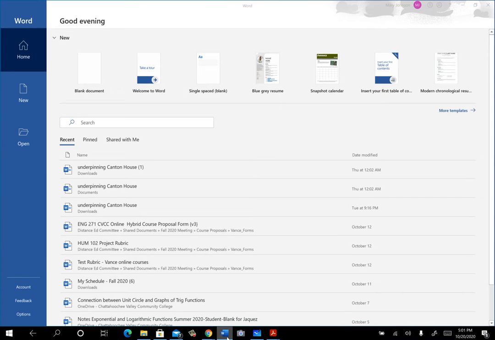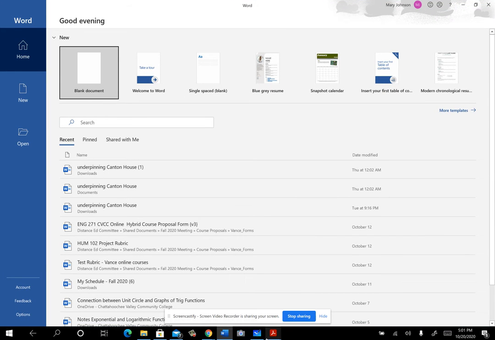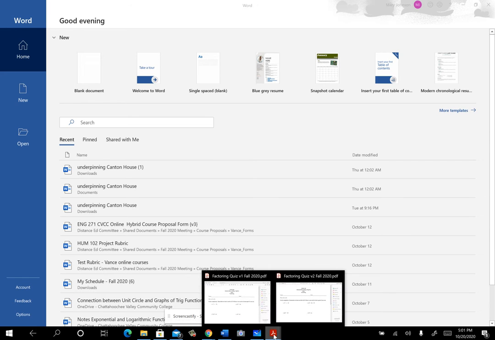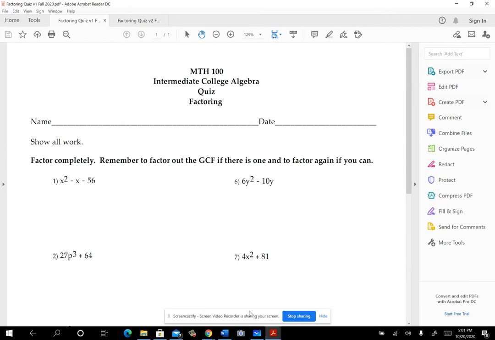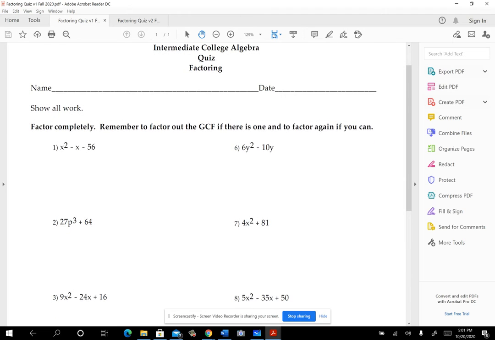All right, I'm going to do a video going over the factoring quiz that you all took. All right, so let me go ahead and have you take a look at the factoring quiz. I'm going to go ahead and work on both of these.